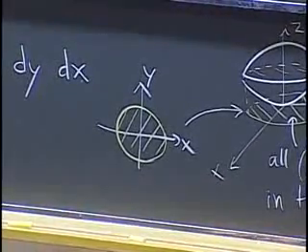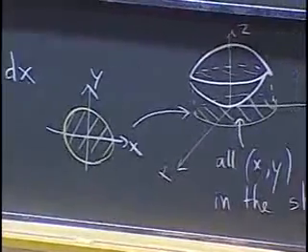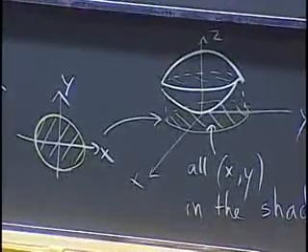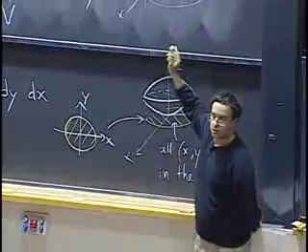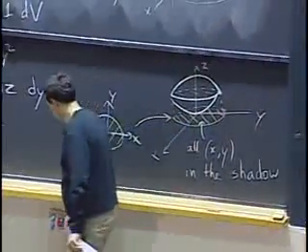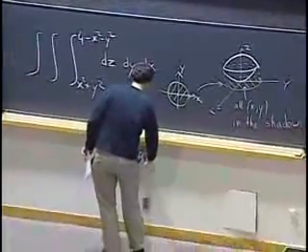Now, the question is, how do we find the size of this disk, the size of this shadow? Well, basically, we have to figure out where our two paraboloids intersect.